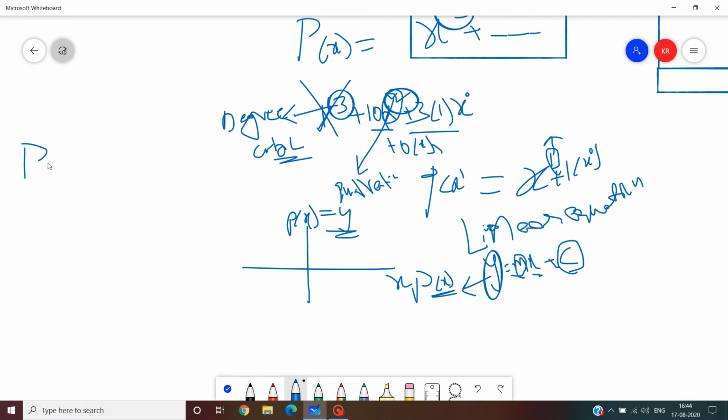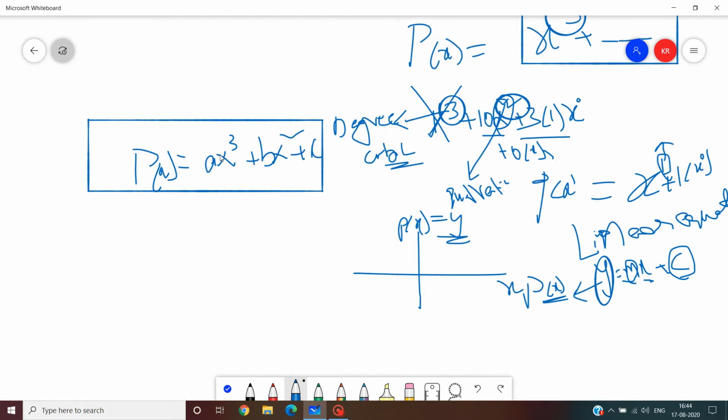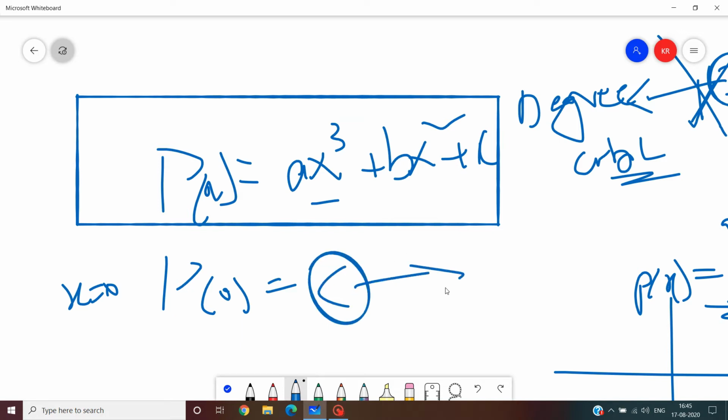So I said that p of x is a polynomial equation, right? So if I'm having ax cube plus bx square plus c, assume that this is a polynomial equation with a degree of 3. So this will be cubic. So if I place x is equal to 0, what will be my final result? P of 0 is equal to 0, 0 into anything is 0, 0 into anything is 0, and we have c. So here we are getting the result as c. So this c is called the result or value.